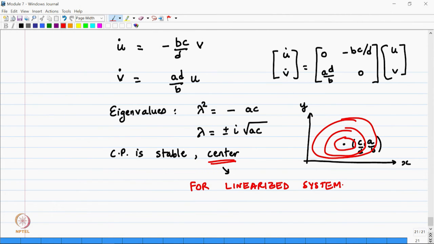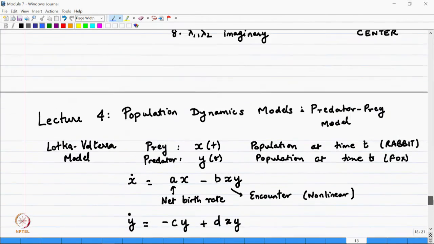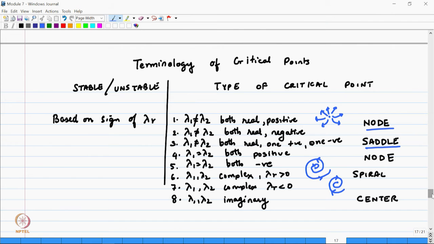Okay. Now, however, this may not be true for the nonlinear system. This is a very subtle part: the nature of the critical point. If we go back to what we discussed in the last class, we discussed the types of critical points. This is only for the linear system. This is for the linearized system.